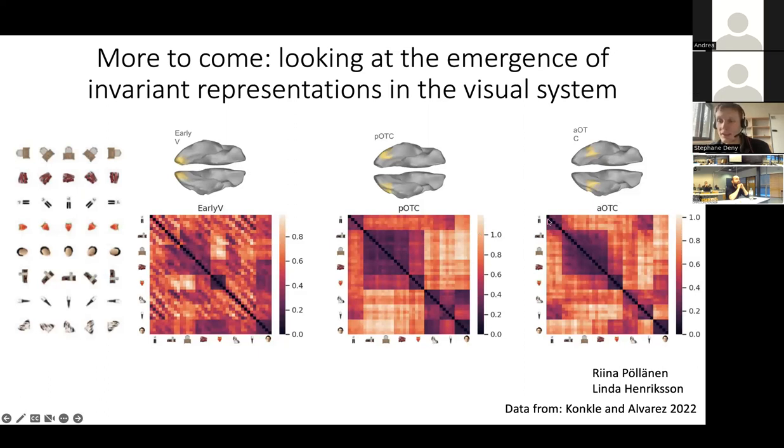The way to see that is, these little cubes mean that the representation of this object presented in all five possible orientations looks alike. And this dark shade indicates that the representations to these five orientations look alike. So the formation of these cubes indicates that as you go deeper in the visual system, you see the emergence of invariant representation to orientation.